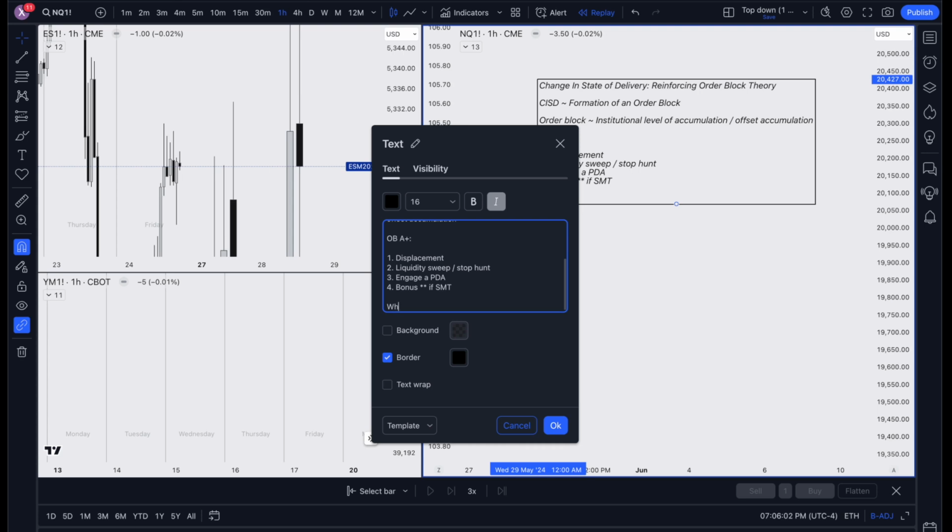So, why order blocks / CISD? We'll just call it the same thing. Let's talk about some of the reasons. We're going to use them, one, as a bias tool. We're going to use it two.